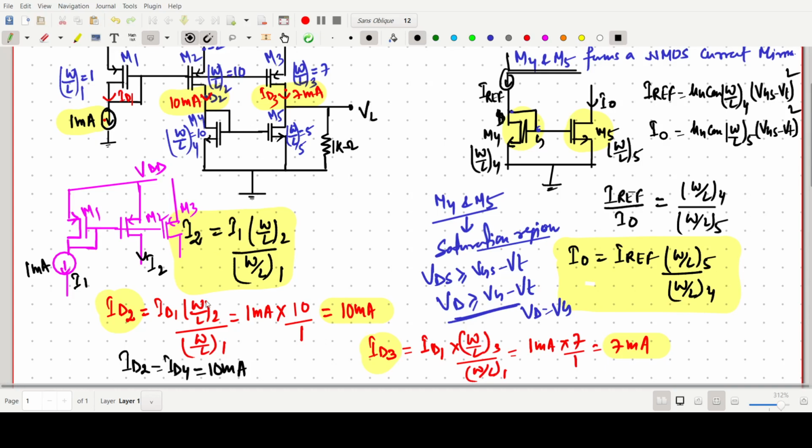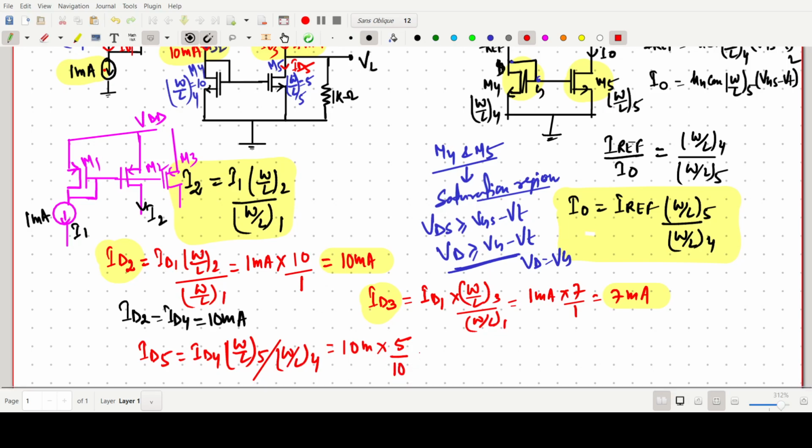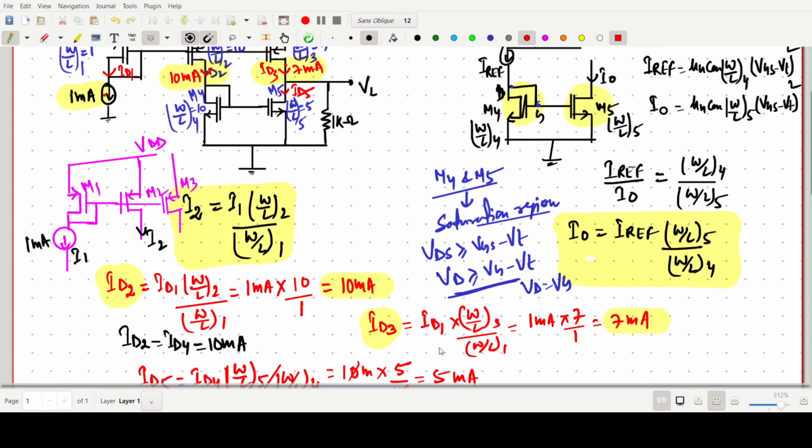Now we know this ID2, so M4 and M5 form an NMOS current mirror. Suppose I am saying this current is ID5. So ID5 can be written as ID4 times W by L of 5 divided by W by L of 4. ID4 is nothing but simply ID2, the drain current of PMOS, which is our 10 milliampere. So ID5 should be 5 milliampere.